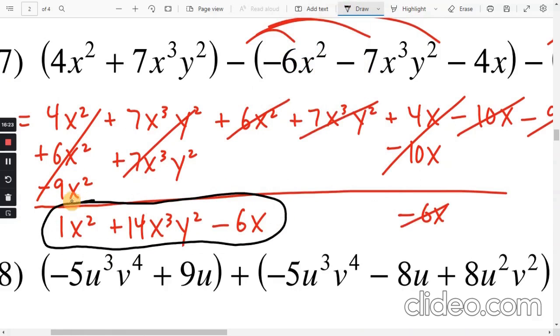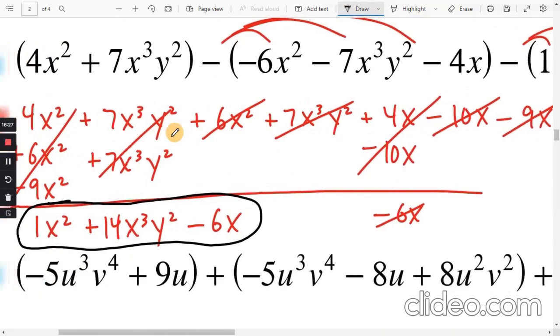So if you like adding and subtracting vertically, you can certainly do it that way as well.